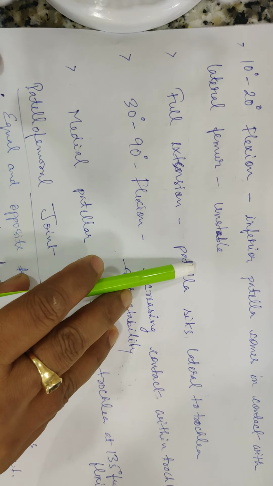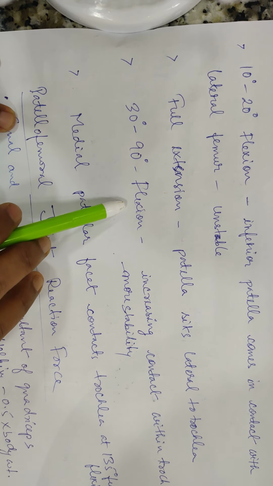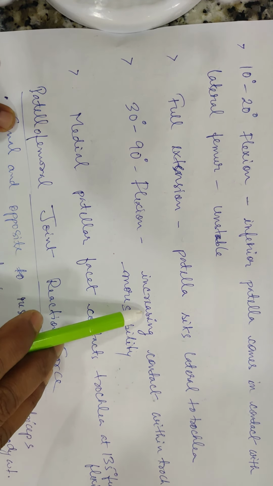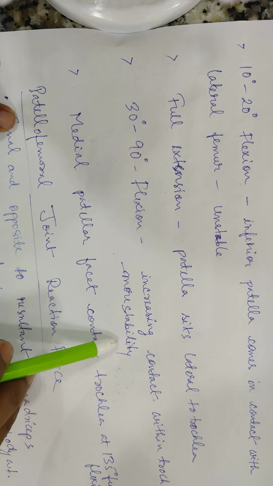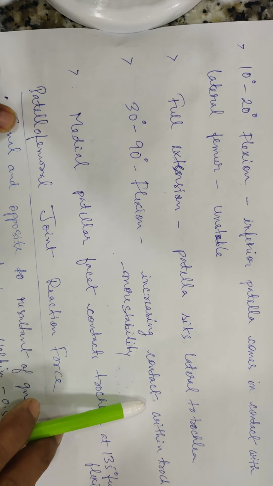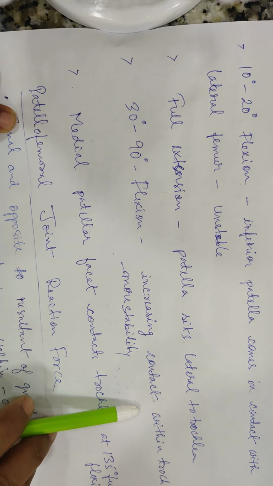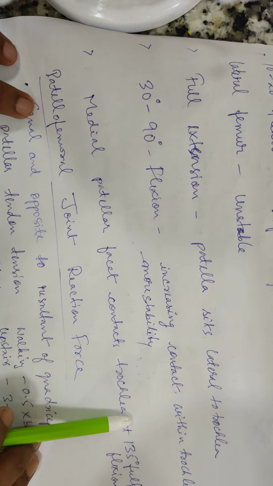Patella sits lateral to the groove. In 30 to 90 degrees of flexion, that increases the contact of the patella with the groove, and that indicates more stability. So 30 to 90 degrees of flexion, you can say, is the most stable angle where the patella and this groove come into contact.